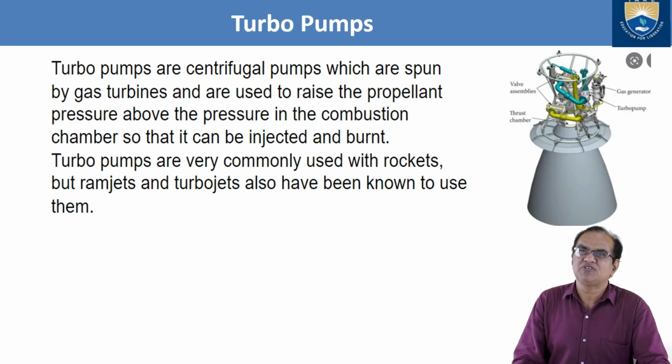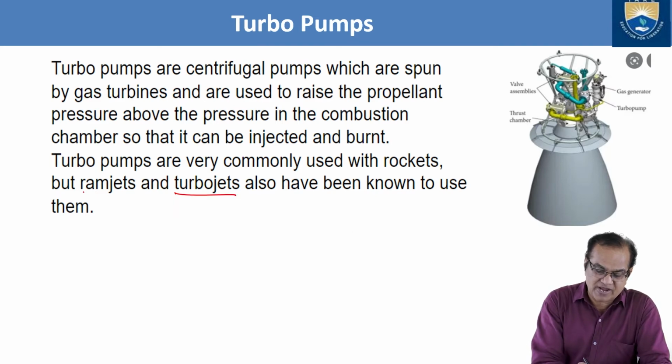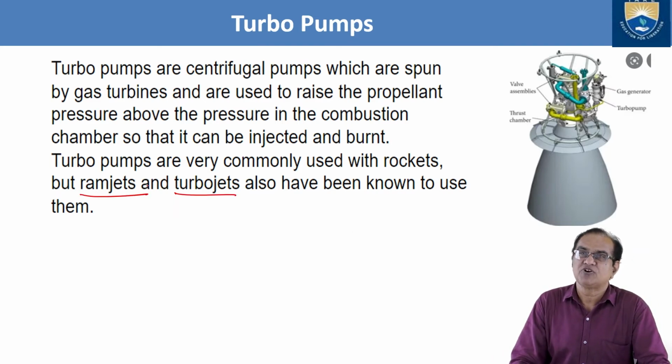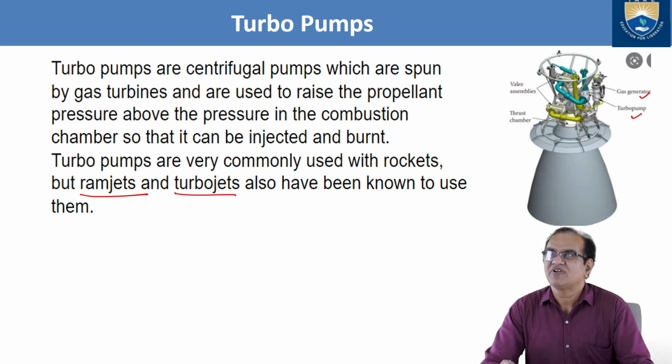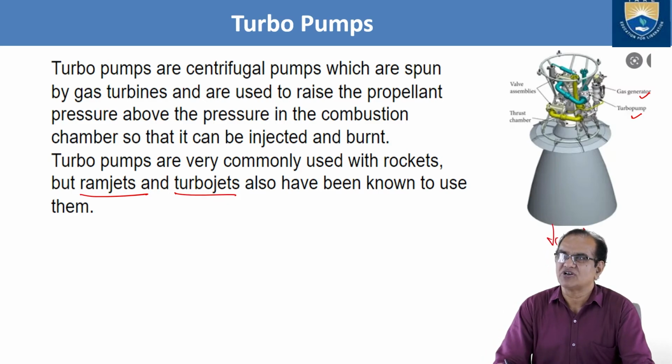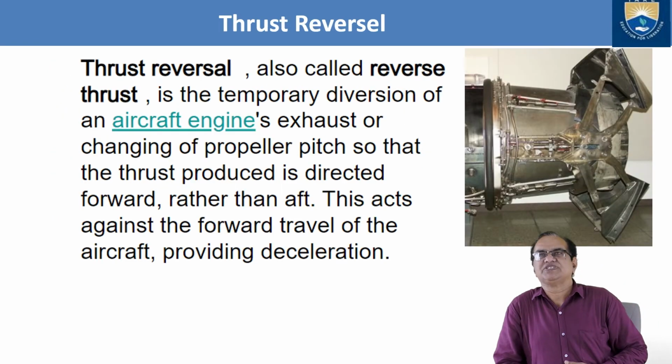Turbo pumps are very commonly used with rockets, but ramjets and turbojets have also been known to use them. Some turbojets and some ramjets also use turbo pumps to pressurize the fuel to burn. Here we can see the gas generator, here we have the turbo pump, here is the turbo pump, here we have the thrust chamber, here we have the valve assembly. This turbo pump is used to pressurize and inject here, and this is the exhaust. Okay, so this is an example of a turbo pump engine.